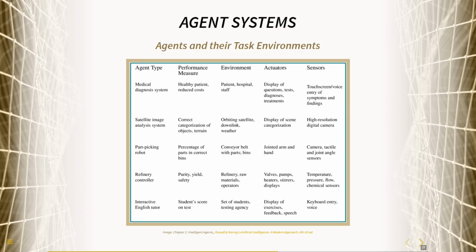But if we take the bottom-most example, the interactive English tutor, this is more like a chatbot, we can still use that same structure, right? So the performance measure in this particular case is how well a student scores on their test. The environment is actually the students that it's teaching, as well as the testing agency, so whatever the rules of the tests are. The actuators in this particular case are the exercises that it will display, the kind of feedback it gives, the kind of speech, and the sensors are, right, that keyboard entry and perhaps even voice input from the students themselves.